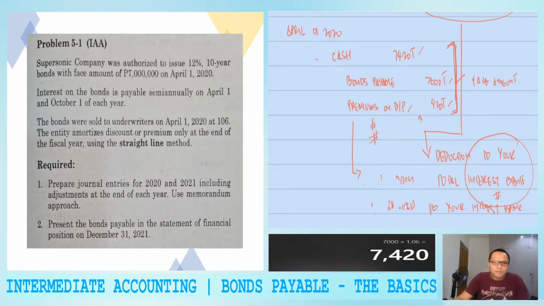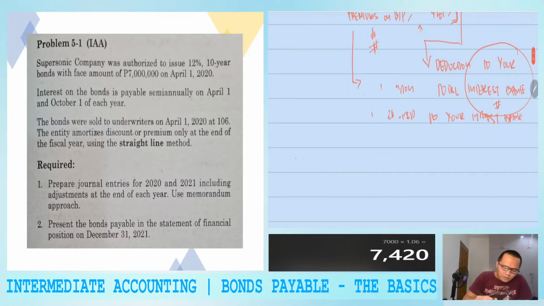Okay, continuing our example, this is April 1. If we can also notice in the problem, interests are paid April 1 and October 1. So this means na if we have issued the bonds on April 1, we are to pay interest on October 1, 2020.